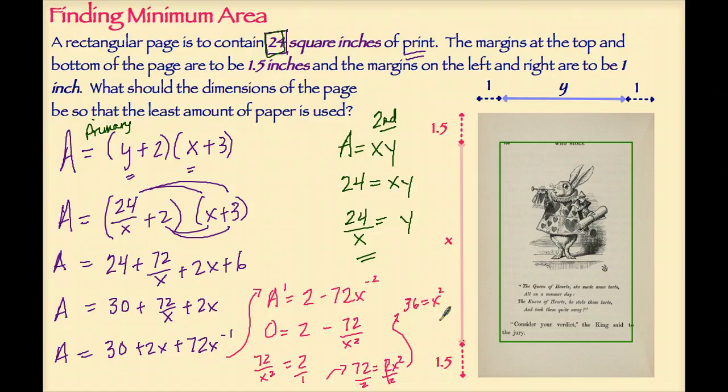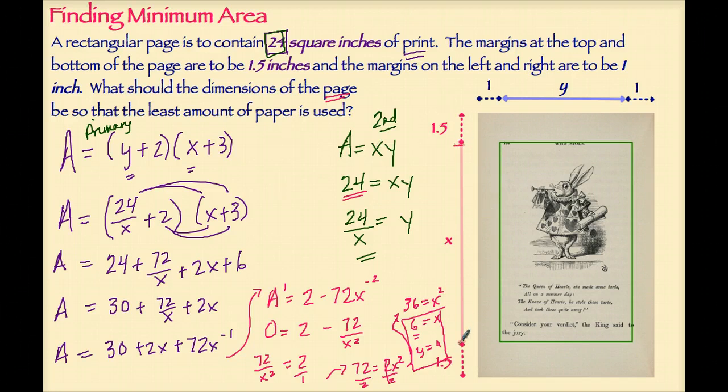When I take the square root, of course, not worrying about the negative root here, I get x equals 6. So the way to minimize the dimensions of this page is to let x equal 6. That means, of course, since the area of the print is 24, that I need to let y equal 4. When x equals 6 and y equals 4, I minimize the dimensions of this page. But let's make sure we're answering the question. What should the dimensions of the page be so that the least amount of paper is used?